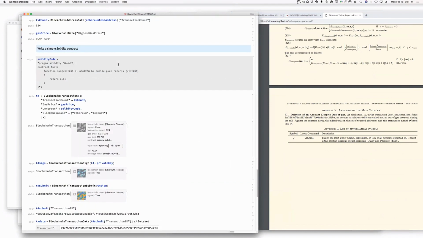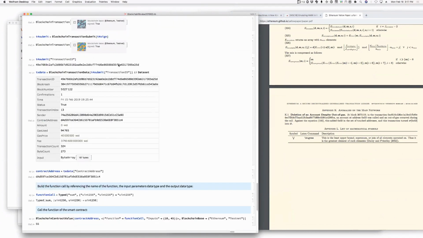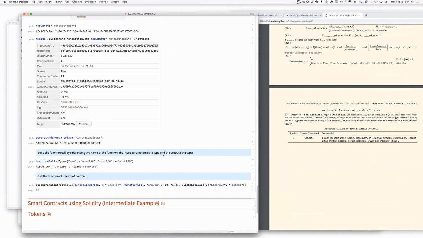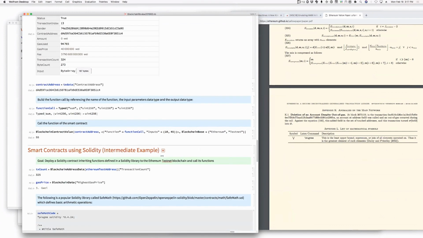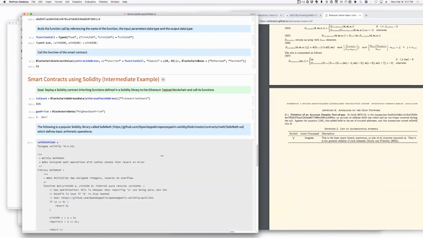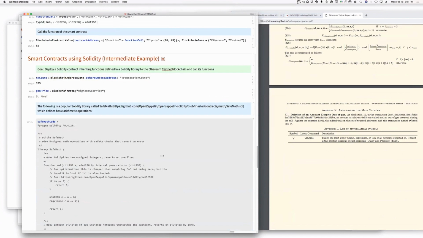I don't understand this here yet. What is this? So this is Solidity code. What's the point of this?